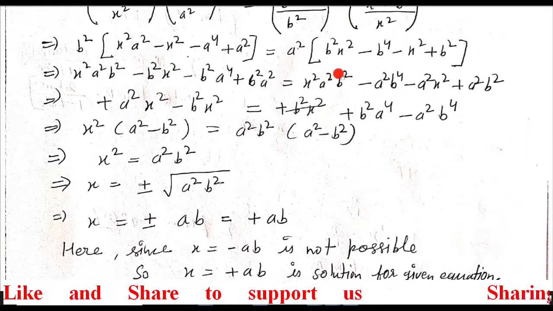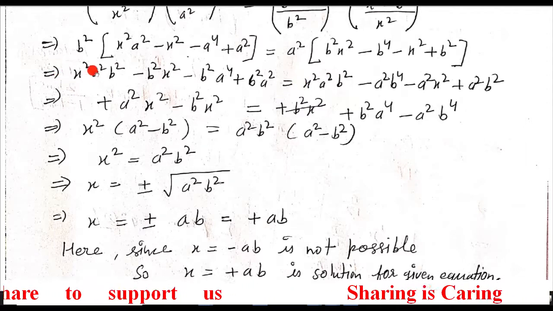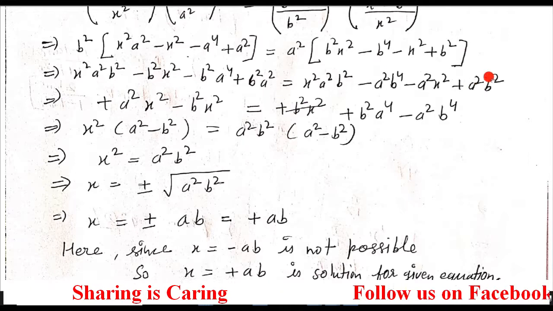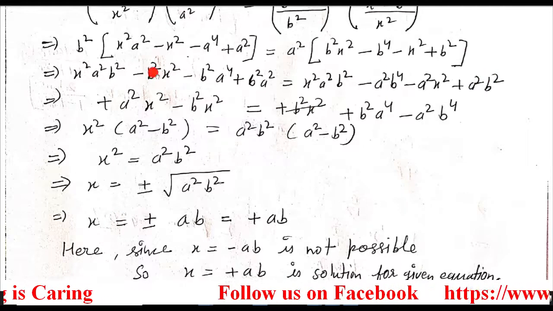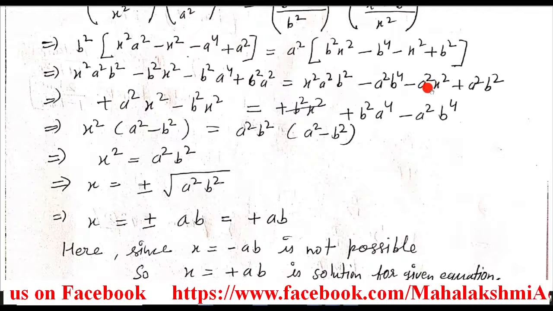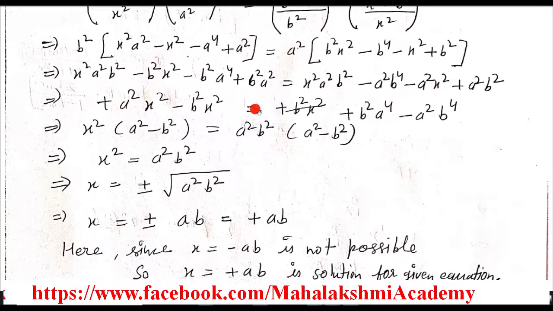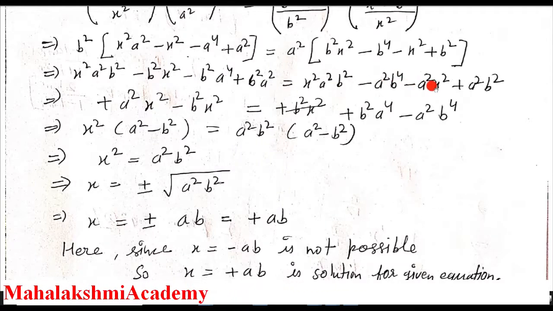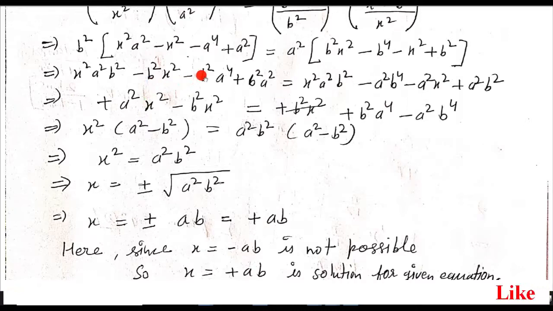And this x square, a square, b square is same, so they will cancel each other. And another is this a square b square is same with a square b square. So we remain with these two terms and these two terms. In this also just do the adjustment: bring this a square x square to this side and shift this b square and a to the power 4 to the other side.